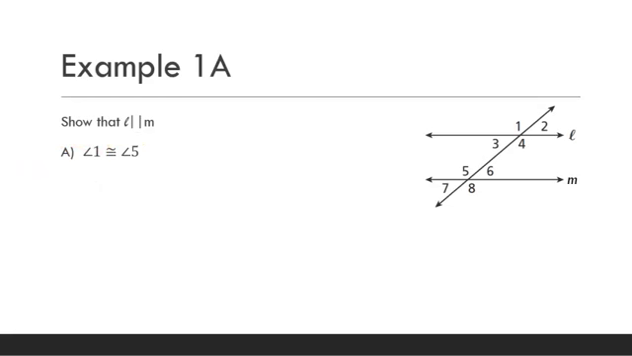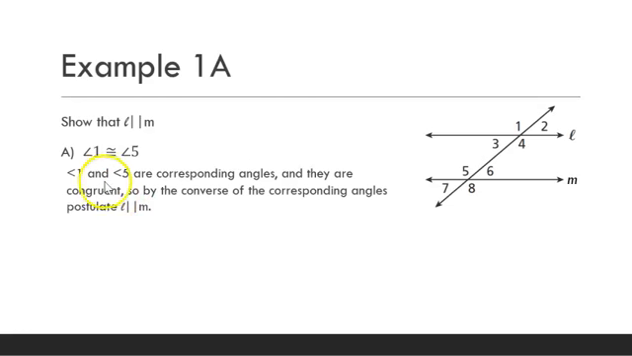And if I wanted to write it out, it would look like this. Angle 1 and 5 are corresponding angles, and they are congruent. So, by the converse of the corresponding angles postulate, L is parallel to M. Let's take a look at another example.